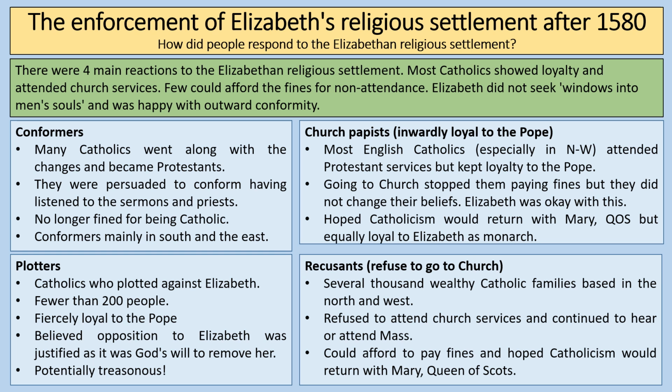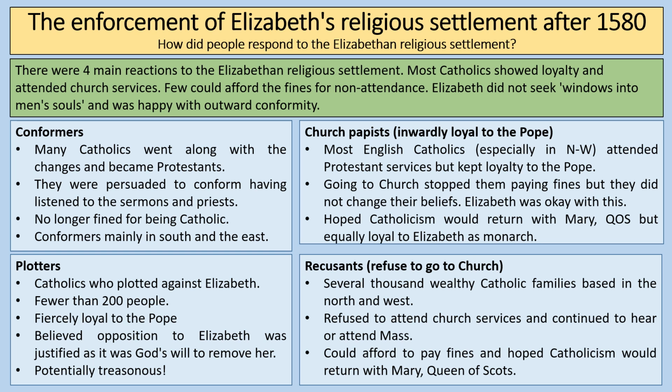So many Catholics went along with the changes and became Protestants. They simply abandoned their Catholic ideas and became Protestant. And they were persuaded to conform, having listened to the sermons, listening to priests. They were no longer fined for being Catholic, and those conformers were mainly to be found in the south and the east. There were also church papists who were inwardly loyal to the Pope, but still outwardly tended to conform.